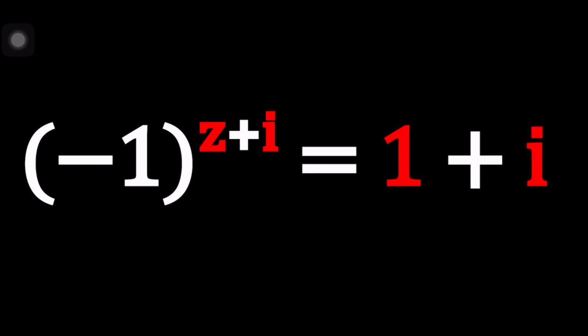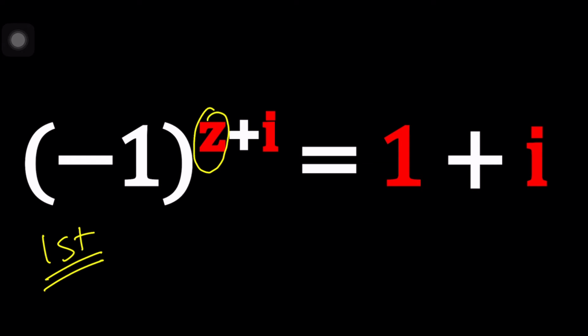This channel is all about complex numbers, and in this video we're going to be solving a very complex equation. Why do I call it very complex? Because -1 is at the base, we have a complex exponent, and the result is a complex number. How complex can that get, right? So we're going to solve for z here, that's our goal. How do we solve for z? I'll be presenting two methods. Okay, let's start with the first one.